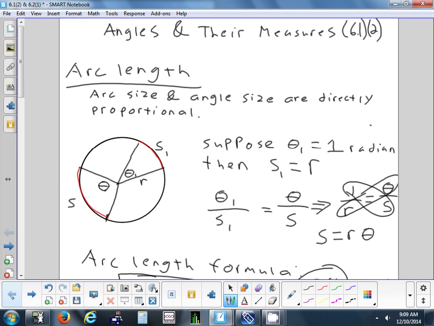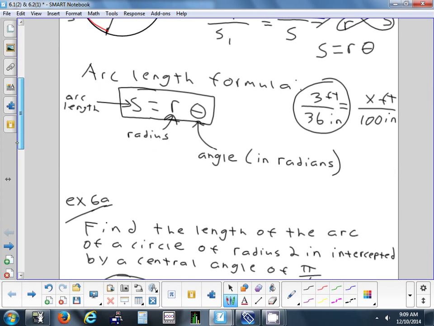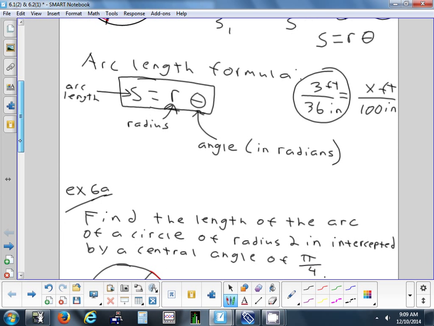All right, so yeah, again, the idea is S equals R theta. They'll always give you 2 out of the 3, and you're going to find the third one. Okay, so the only one we didn't do this time was solving for theta. Okay, but if you divide each side by r, S divided by r, that would give you theta.